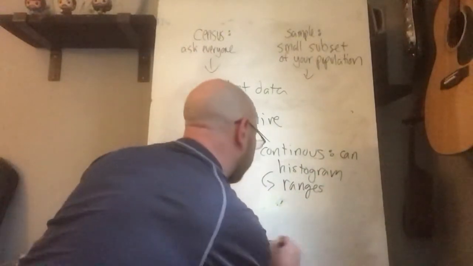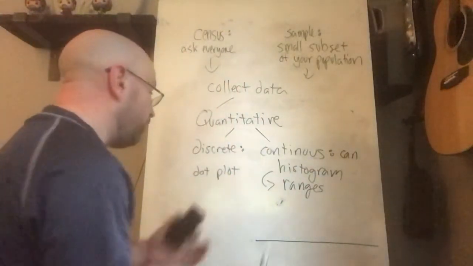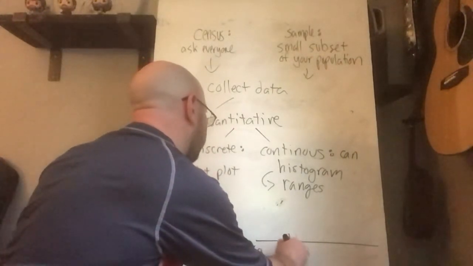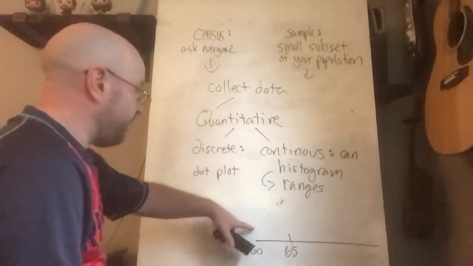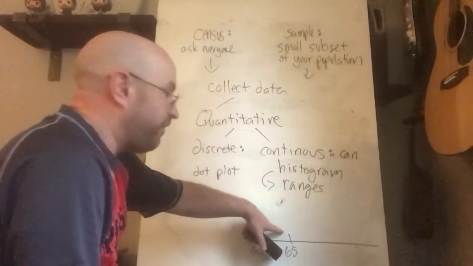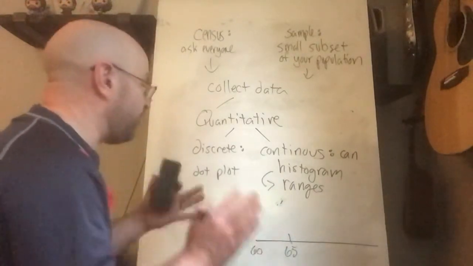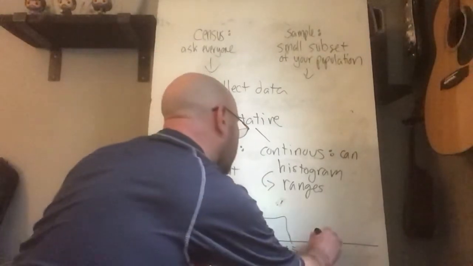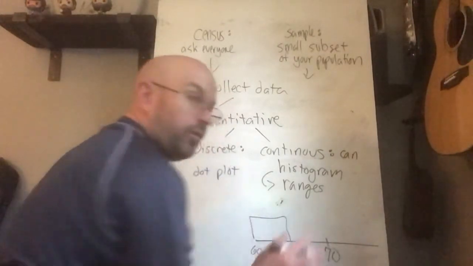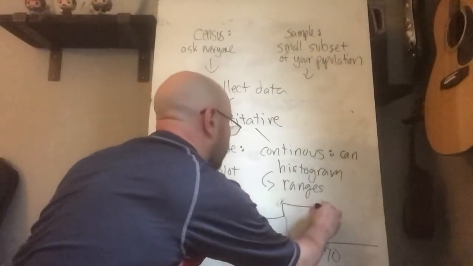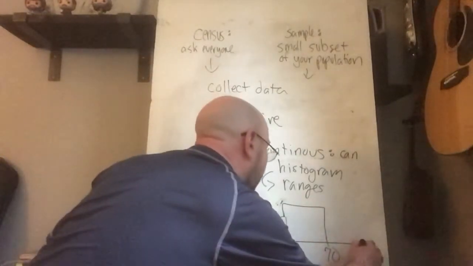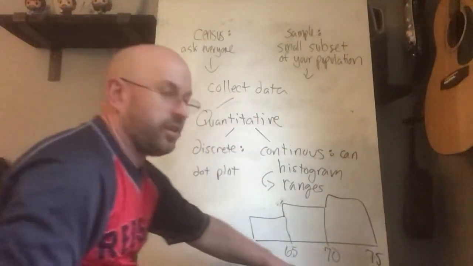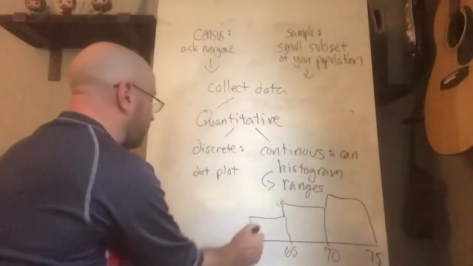It represents ranges, right? So if you're talking about height, you could create a histogram based on that, where you go with 60 to everything just below 65. So 60 to maybe like 64 and 15/16 could go here. Anything just below 65. And then everything from 65 to just below 70, not including 70, just below. And then from 70 all the way to just below 75. So your ranges are represented on your x-axis, and up here would represent your frequency, right?